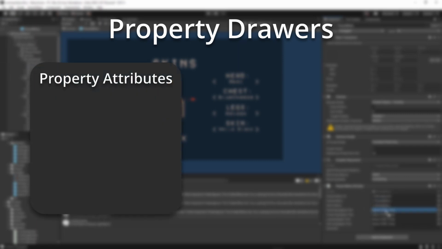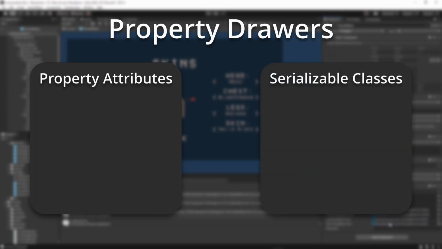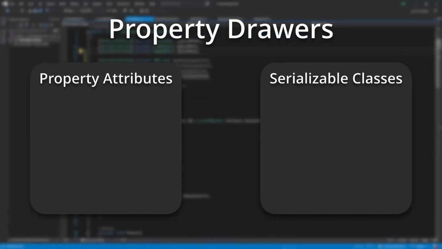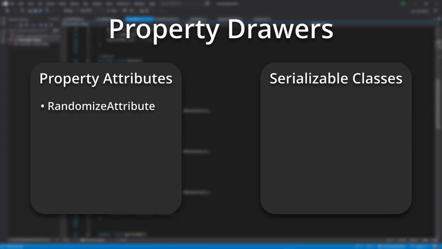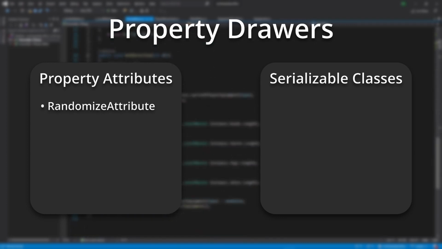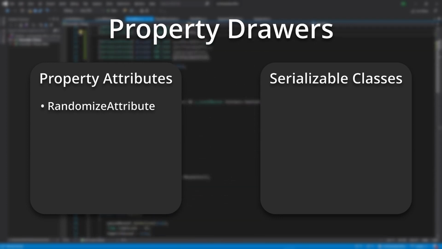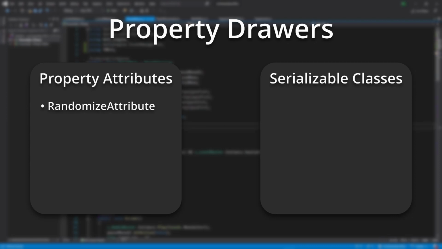The first three ones will be about how to make property attributes and property drawers for them. Afterwards, I'll take on the topic of making property drawers for serializable classes. It is assumed that you watch all of those videos in the given order. This specific video will be an introductory example in which we make an attribute that allows us to randomize a float value from the inspector. The idea is to give you the basic tools you need to start playing around with it.